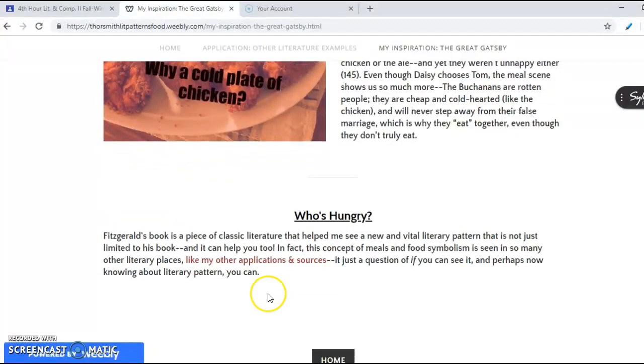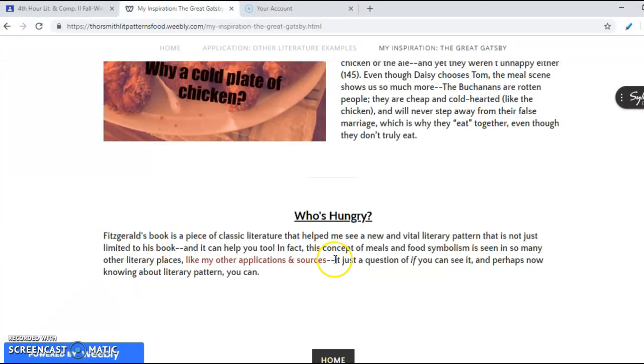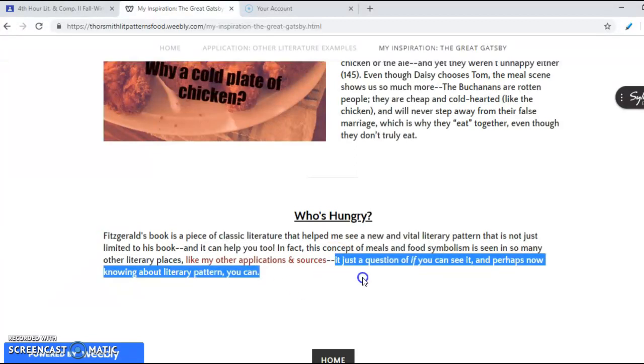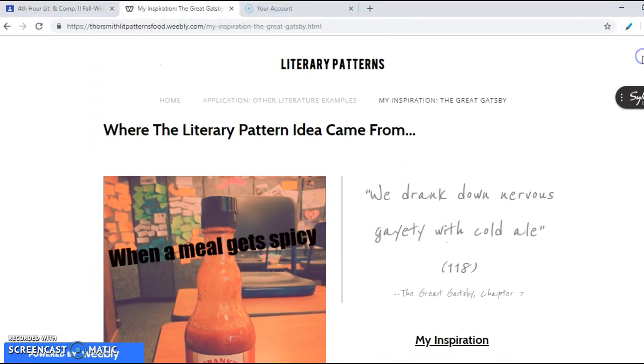And then this is my conclusion. And it's just me kind of talking about Gatsby in relationship to the literary pattern. And once again, I am calling out to the student audience that supposedly is reading the website. So that is kind of the big ideas for today.